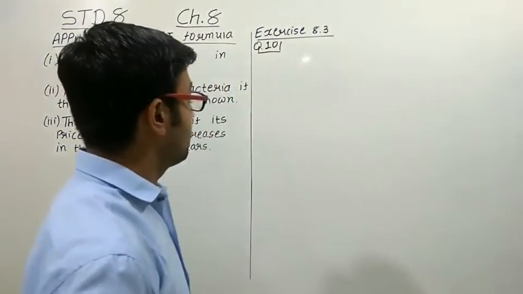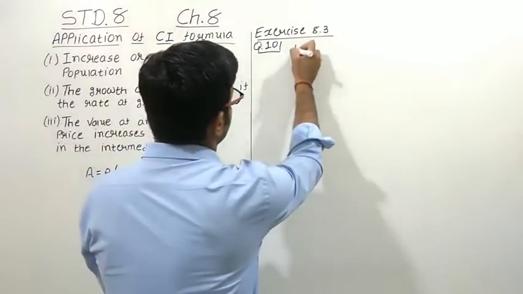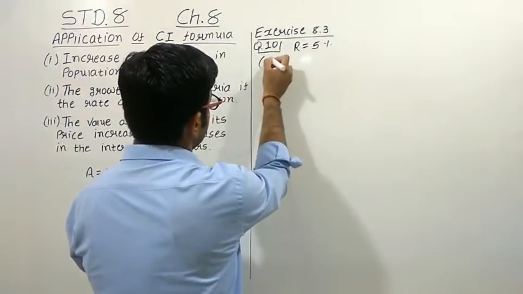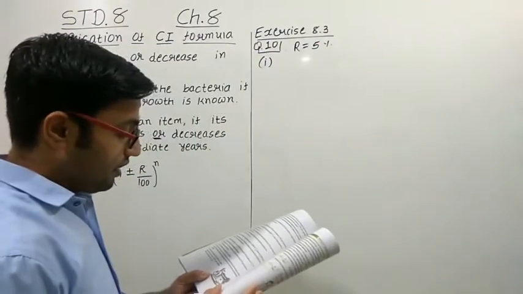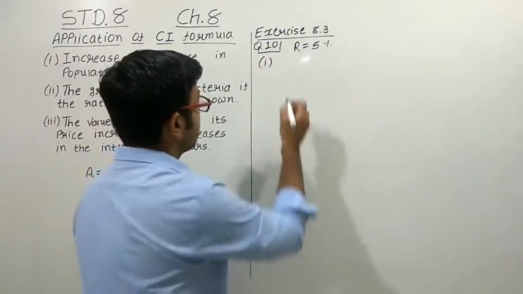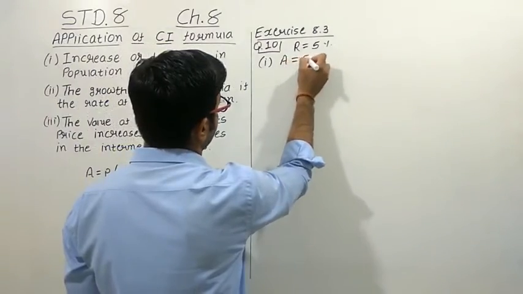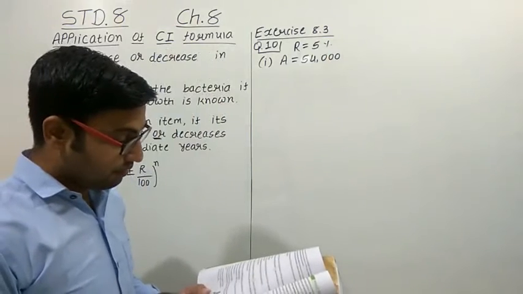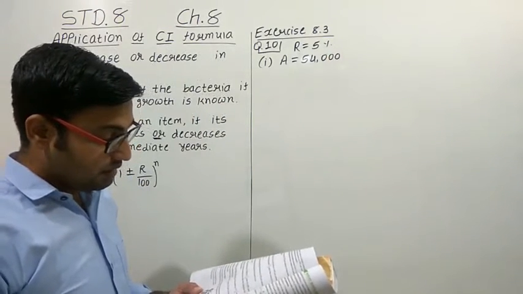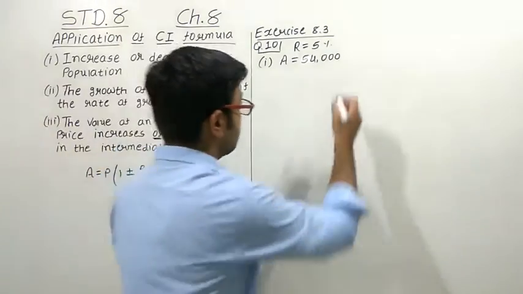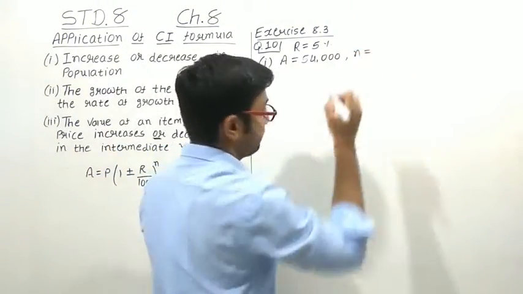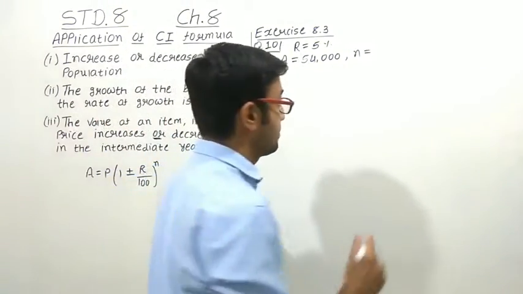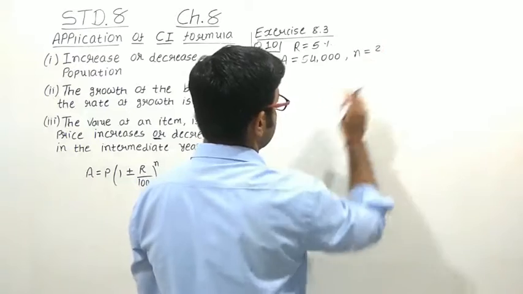So obviously the population is getting increased, that we have given in the question, and the rate is 5%. So in the first case, here we have to take this 54,000 as a total amount. Now, how many years we have to take here? Value of n, 2001 and 2003. The time duration is 2 years. So we have to take n is equal to 2.